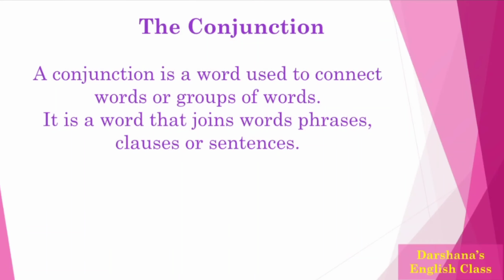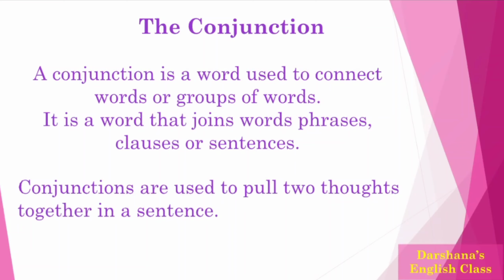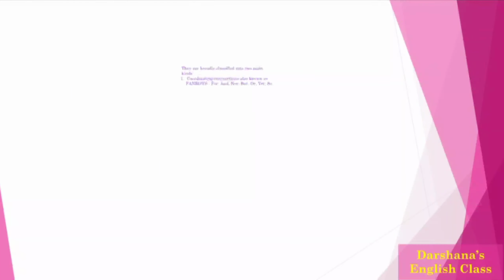They too are very important. A conjunction is a word used to connect words or groups of words. It is a word that joins words, phrases, clauses, or sentences. Conjunctions are used to pull two thoughts together in a sentence rather than making short sentences. It happens when you want to say something, you also want to add on a reason to it. So this can help. Conjunction is a word which helps you mix two thoughts.